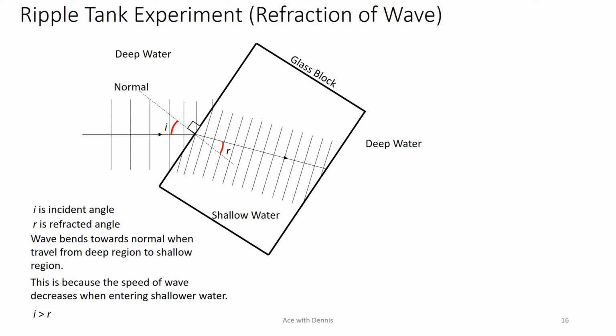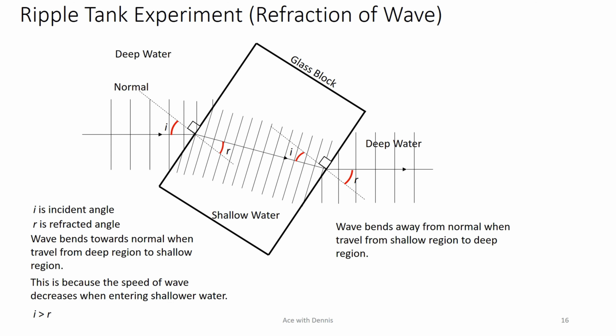Now, how about when the ripple enters the deep water again? So, we are doing the same process. First, we draw the normal, which is perpendicular at the border, and the ripple will bend away from the normal. Then we draw the ripple with larger wavelength at the deep water region and complete the diagram with the wave near the border. So this will be our incident angle and this will be our refracted angle.